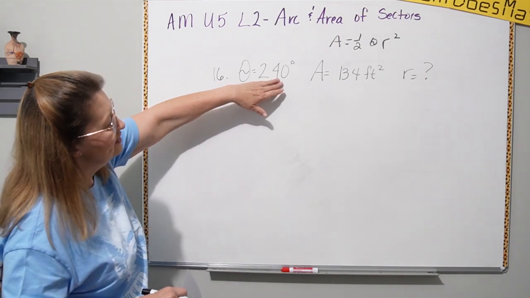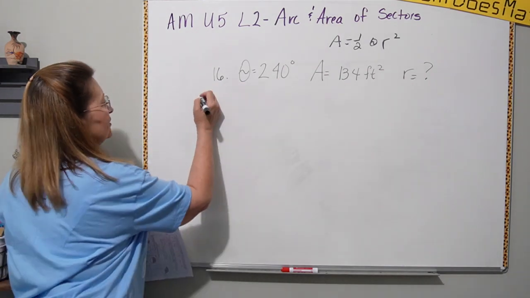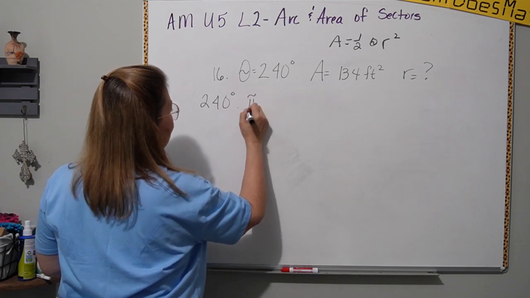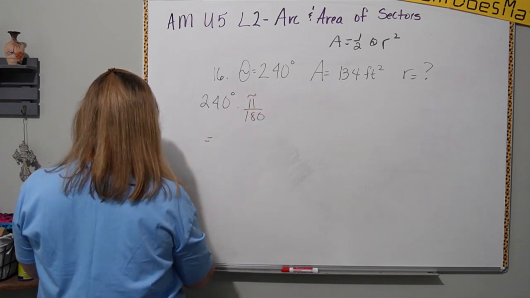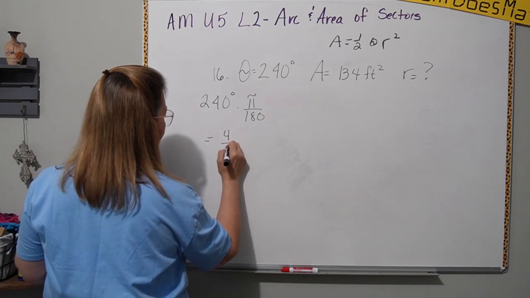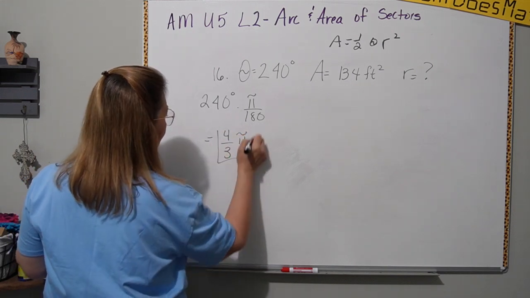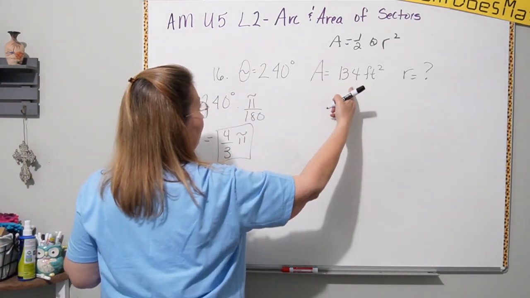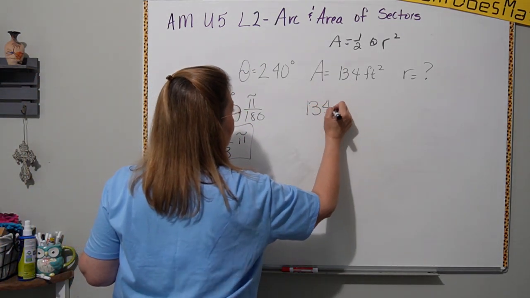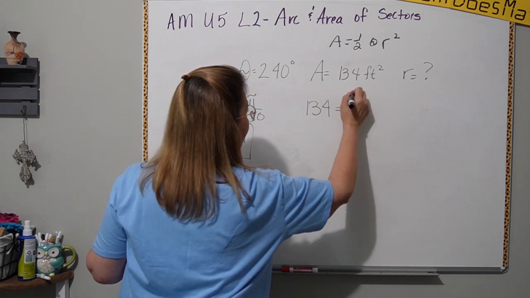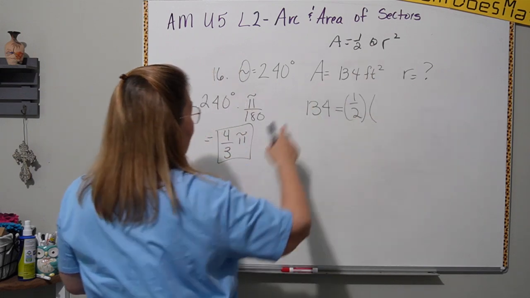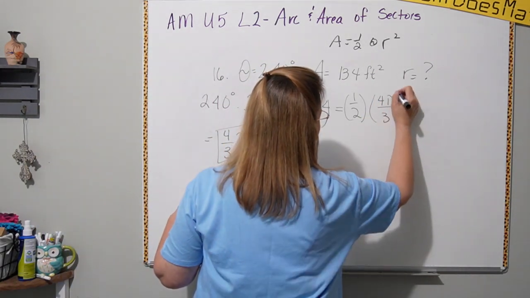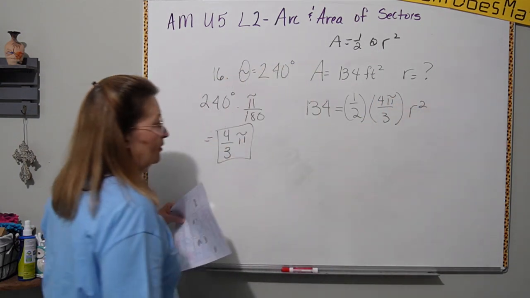But still in all, we have this in degree measure, so the first thing we need to do is convert that to what? Radians. So multiply times pi over 180, and that is going to get you 4/3 pi, or 4 pi over 3. So now we're ready to fill into our formula. Our area is 134. That's going to be equal to 1/2 times theta, which we just found as 4/3 pi, or 4 pi over 3, and then r squared.